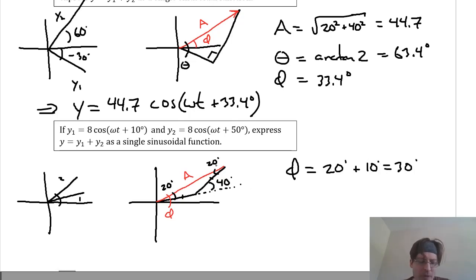I need the amplitude. Now, there's no right triangle, so I can't use Pythagorean theorem. However, what I'll do is split this triangle in half. And what I notice is the amplitude is made of 2 times the base of these triangles. In other words, the amplitude is equal to twice. And how long is each base? Each base is cosine of 20. Actually, it's 8 times cosine of 20. It's 2 times 8 cos 20.